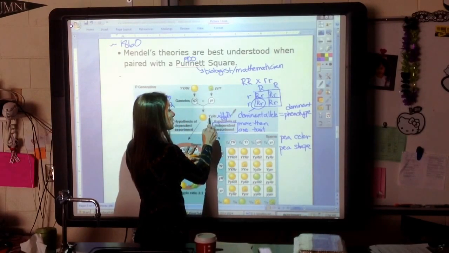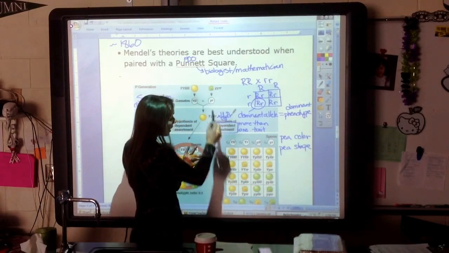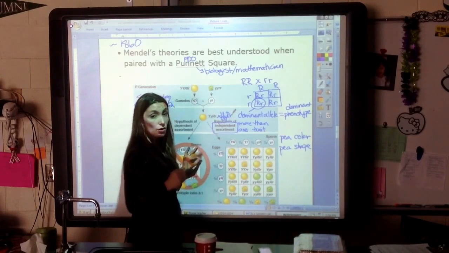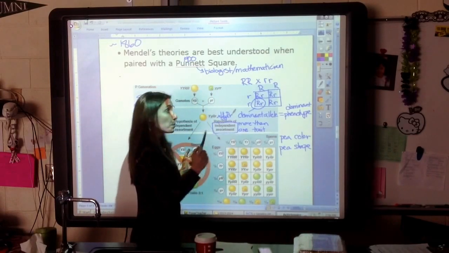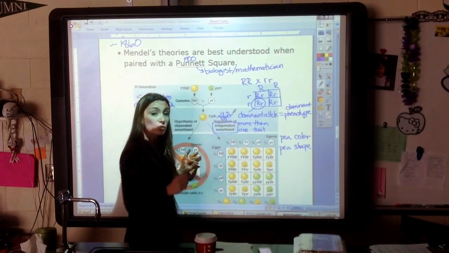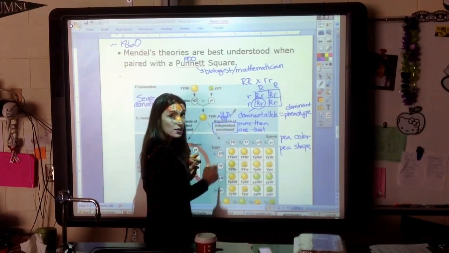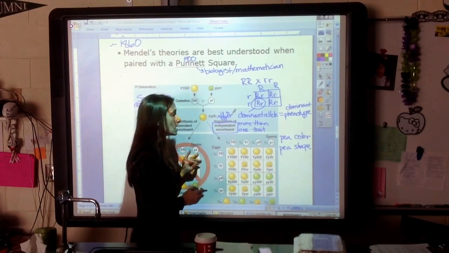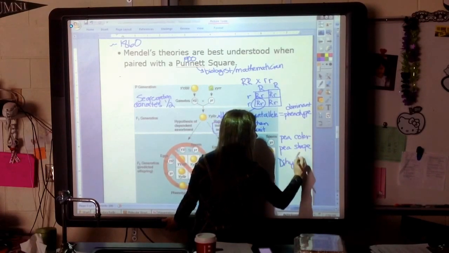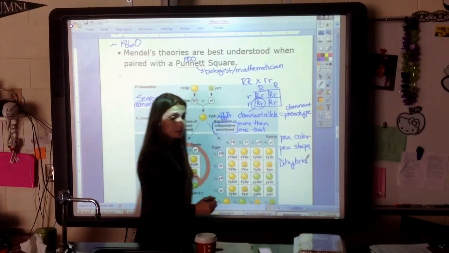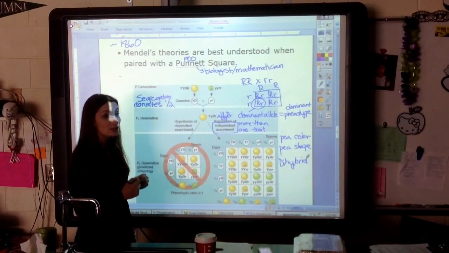However, this trait of color is separate from the trait of shape. So I could be yellow and round, or I could be yellow and wrinkled. I've never had a yellow and wrinkled parent. But because of the way that these assort independently, the offspring could inherit any of the combinations of these alleles. And so we're going to be calling this a dihybrid. And we'll be practicing dihybrids and looking at even more traits. But it's Mendel's principles that are applied when we look at Punnett squares.